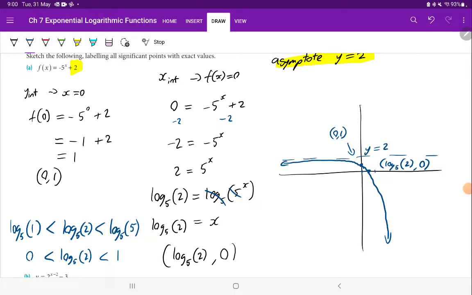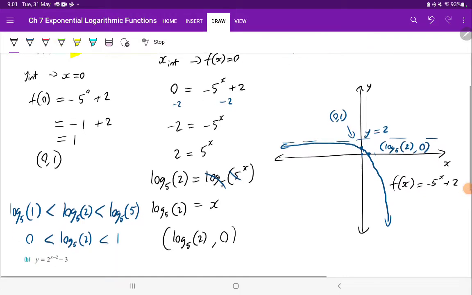We've got our 0, 1 y-intercept. We've got our log 5 of 2, 0 x-intercept. And now I've just got to finish up my labels. X, Y, label a function, f of x equals negative 5 to the x plus 2. And indeed, we can see it's been an x-axis reflection as it is now pointing down.